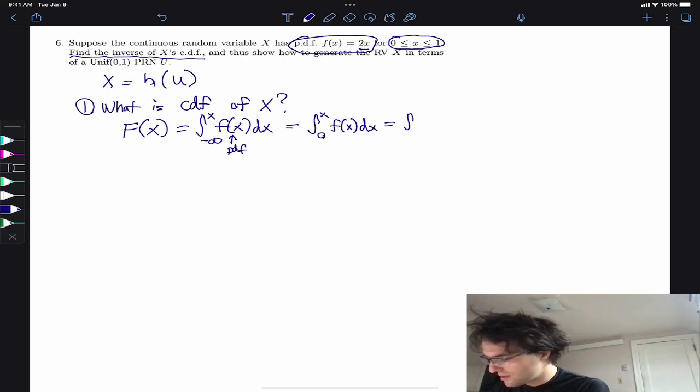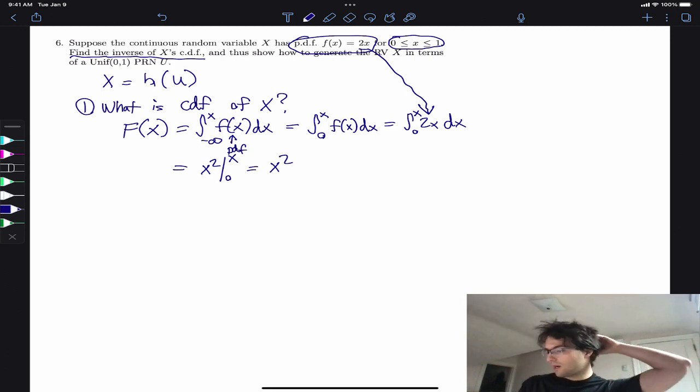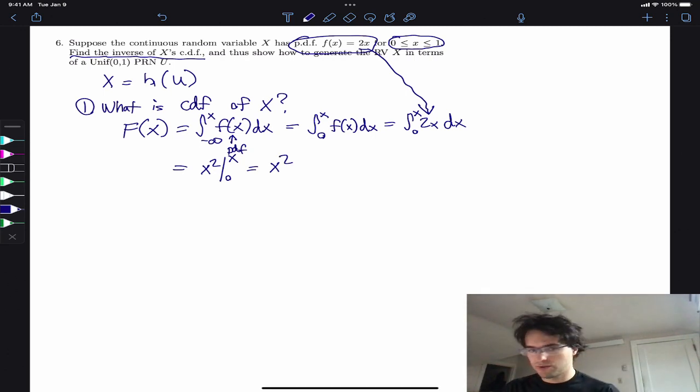And what is f of x? Well, that's our PDF, which is 2x, so we just pull that in here. And of course, then we integrate that. That ends up being x squared, and you evaluate it from 0 to this x value, so that ends up being x squared. So our CDF of x is just x squared. That's the first step.